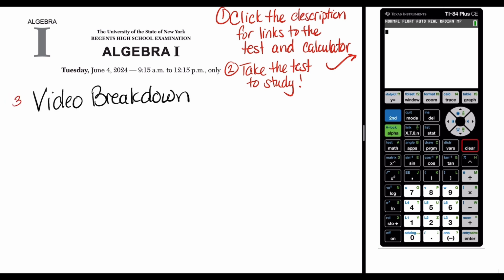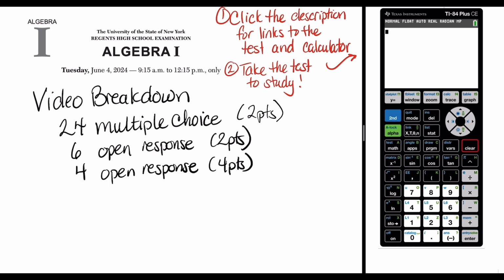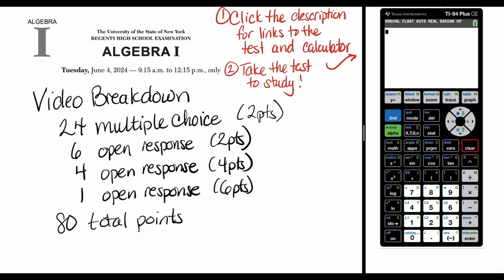For the breakdown of the video, know that I'm going to have 24 multiple choice questions. You know that's coming up at this point in the year. They're each worth 2 points. You have 6 open response worth 2 points, 4 open response worth 4 points, 1 6-pointer, and all that is equal to 80 points. So once you finish, you're going to add it all up and figure out how many points you would have gotten if you had taken that test today.